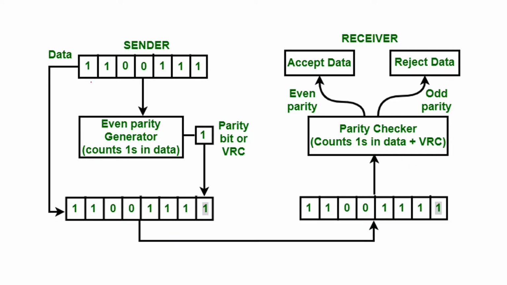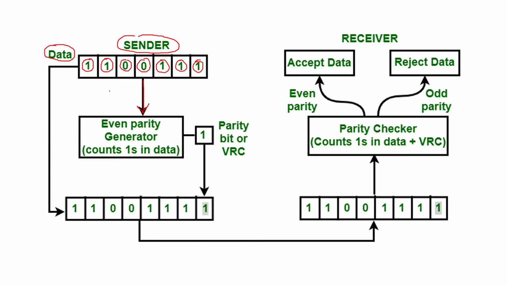Here you can see the data is, as told earlier, 11001111. This is the data the sender is going to send. So this is the sender who is going to send the data, and the data will go to a parity generator. This generator is going to generate a parity bit by counting the number of ones.